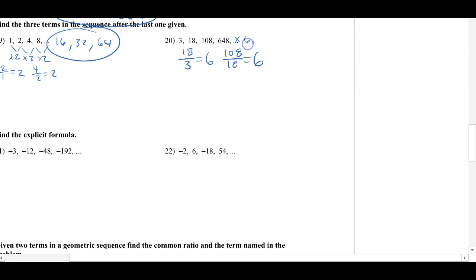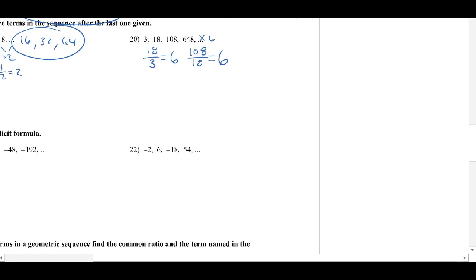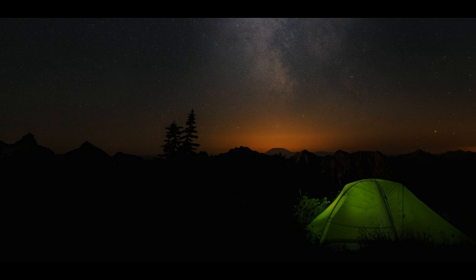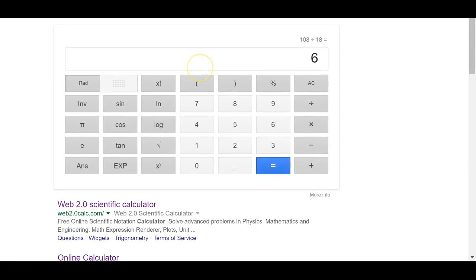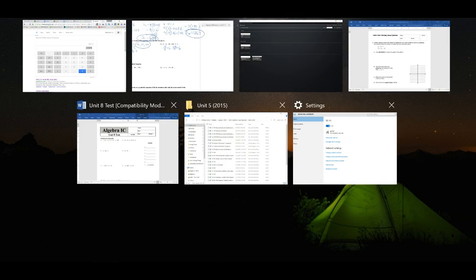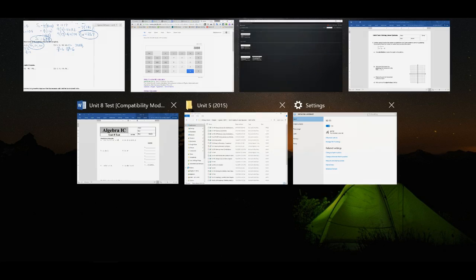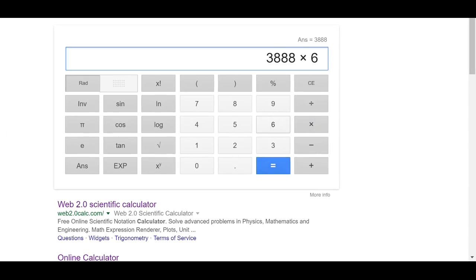So I multiply by 6 here. Then my next term, that's obviously not very obvious. Let me use the other calculator on here. Oh, can't use that one, sorry. So we'll do 648 times 6, 3,888. And we're going to have to multiply again. Sorry about that. So that times 6 is 23,328.